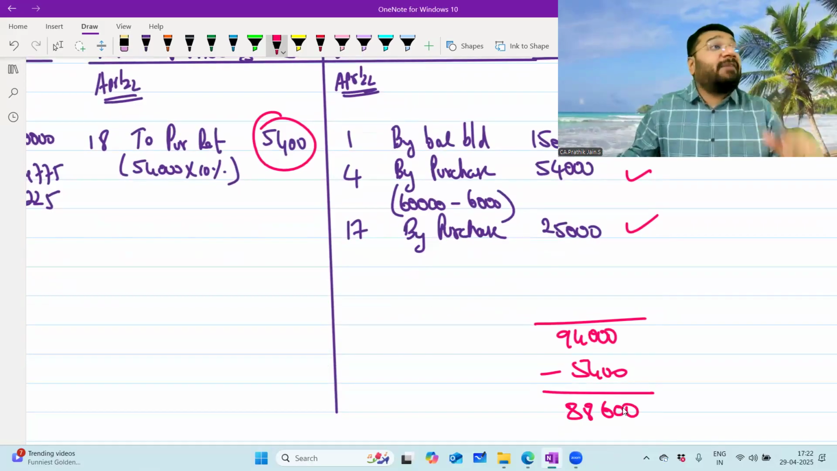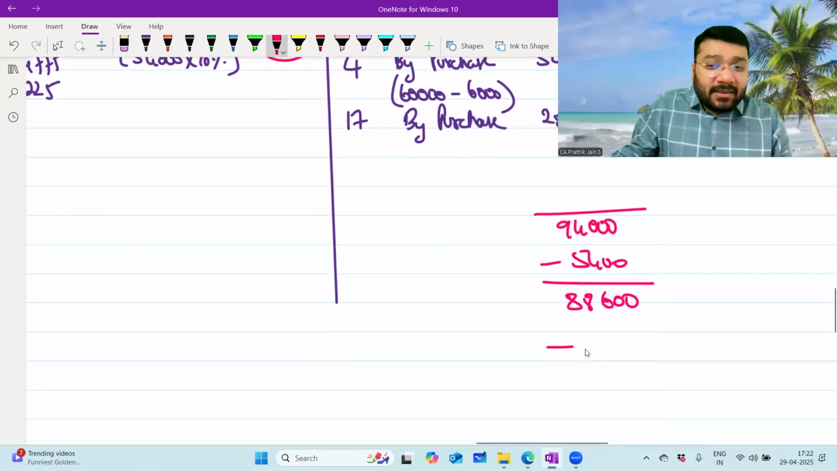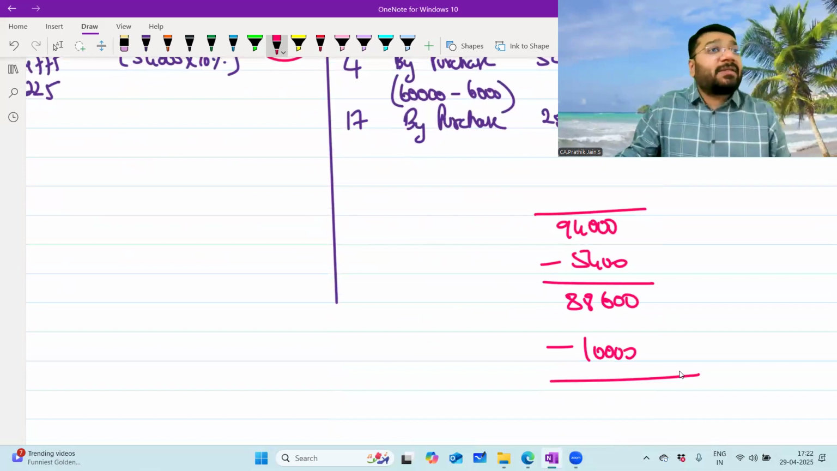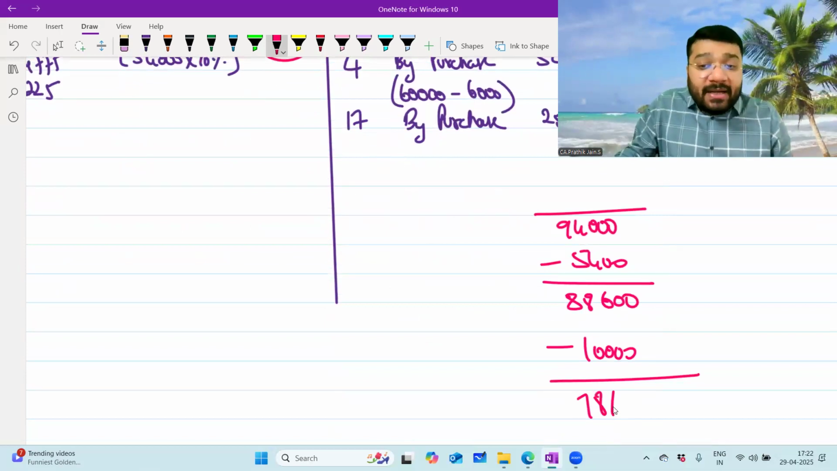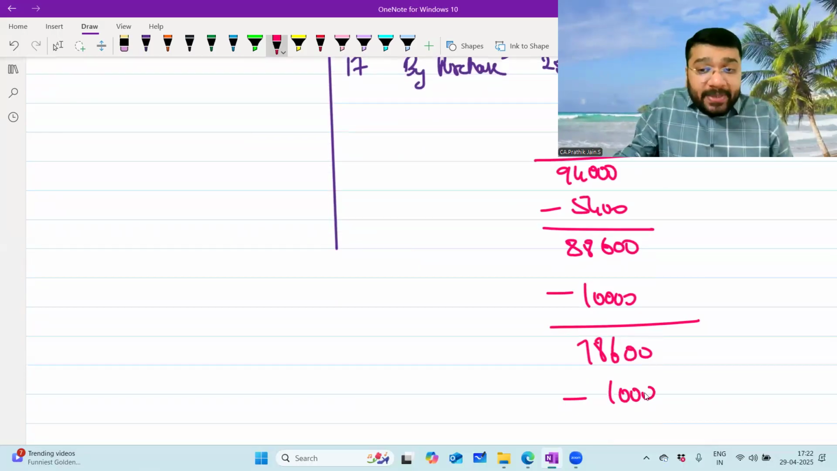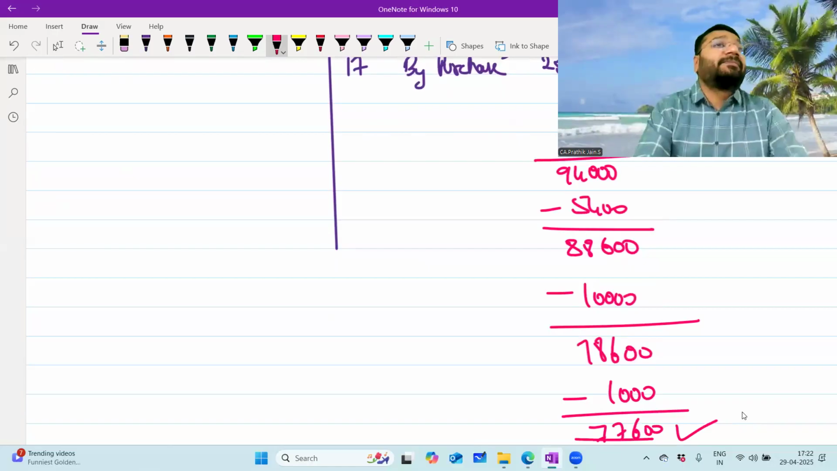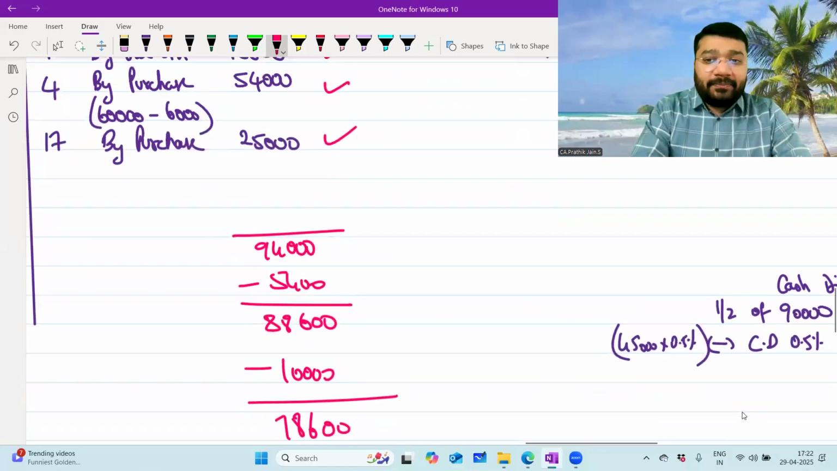88,600 is the balance money that we owe to him. In that, they're telling that keep 10,000 as balance. So how much am I paying now? 78,600 I'm paying. In that, how much money am I not paying? 1,000 rupees I'm not paying. So 77,600 is the actual money that I'm going to pay. One more time. Okay.